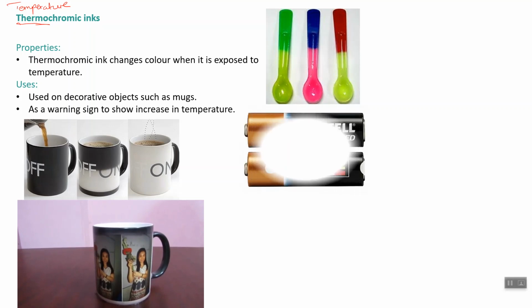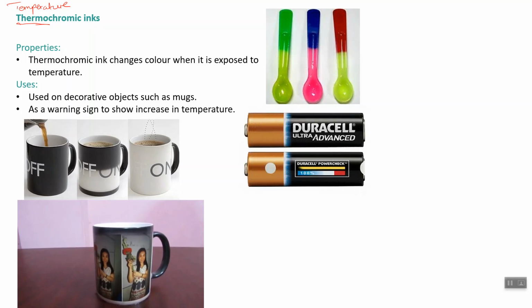Okay. For example, in cells. So the cell, you can know how much electricity remains in the cell by the amount of heat it generates when in use. For example, there is a sticker here which indicates the amount of power it contains.